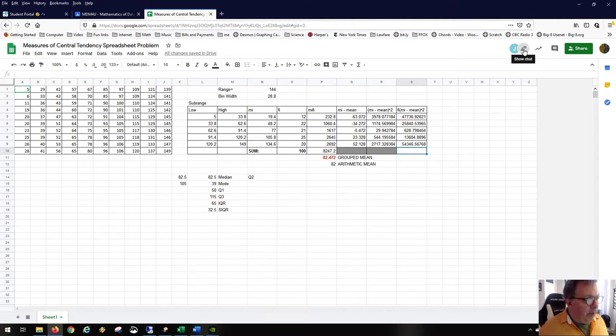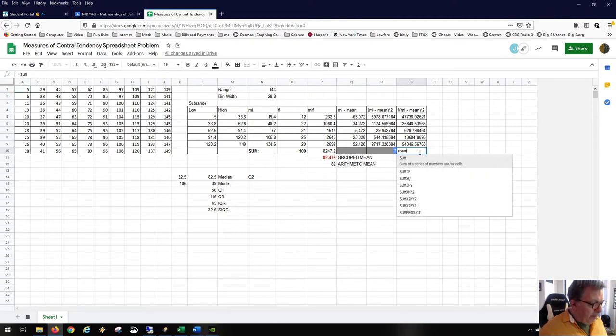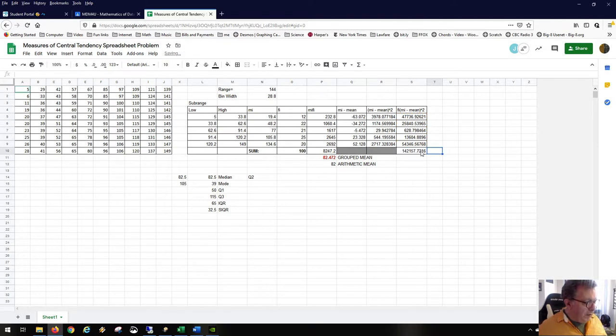Okay, now we take the sum, equal sign, SUM, open bracket, and we're taking the sum of this column. It's going to be a ginormous number. And this is the sum of the squares. This part is often used very much in statistics, but what we really want it for is to compute the variance. And the variance is just the sum of the squares divided by the sum of the data.